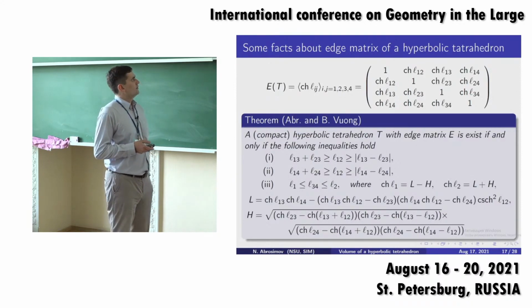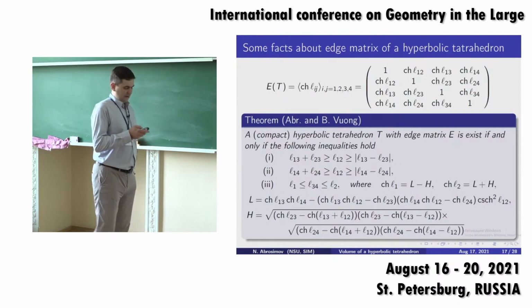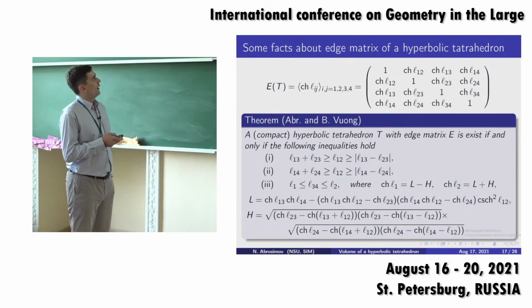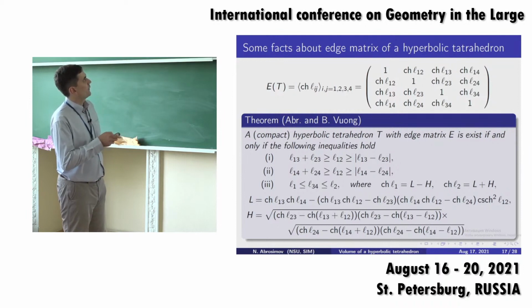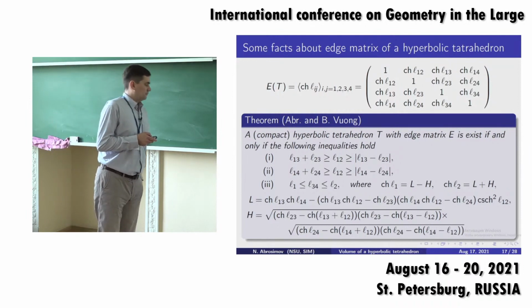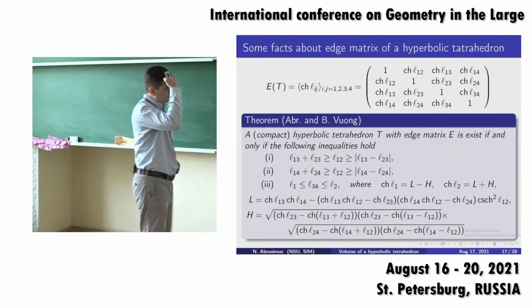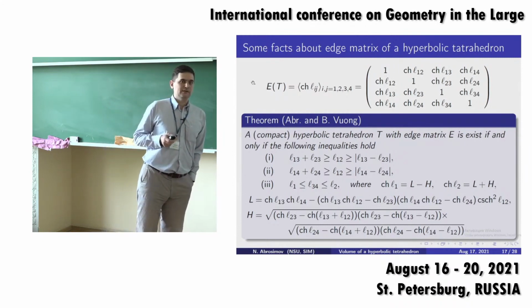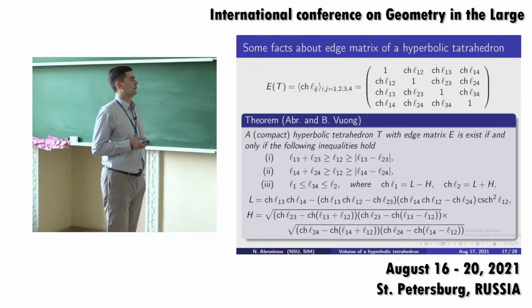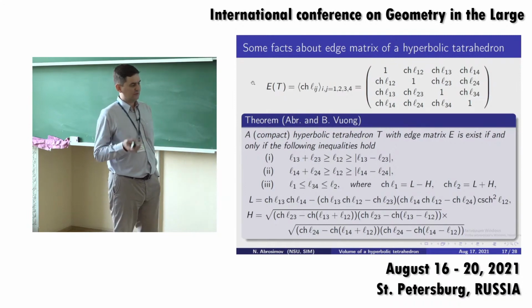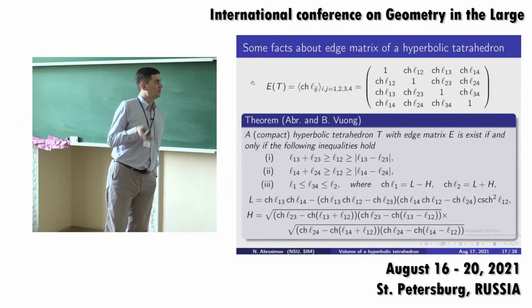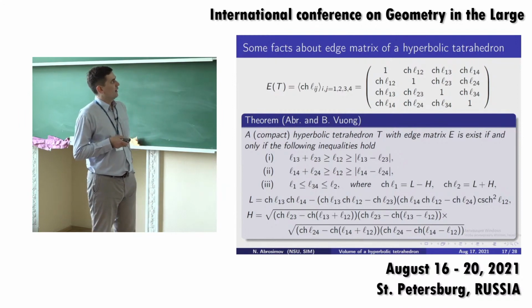And we tried to do that. So consider again the edge matrix of a hyperbolic tetrahedron. First of all, we need an existence theorem, an existence criterion for a hyperbolic tetrahedron, not in terms of diagonal angles, but in terms of edge lengths.